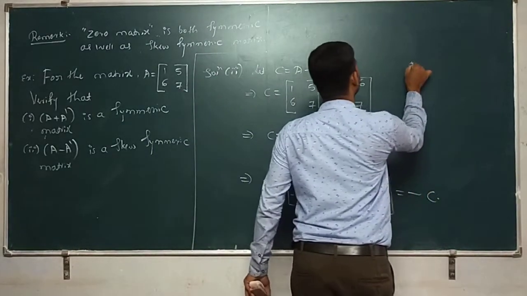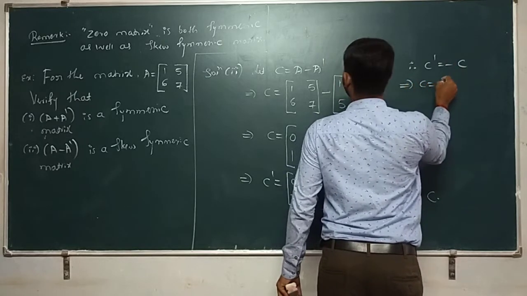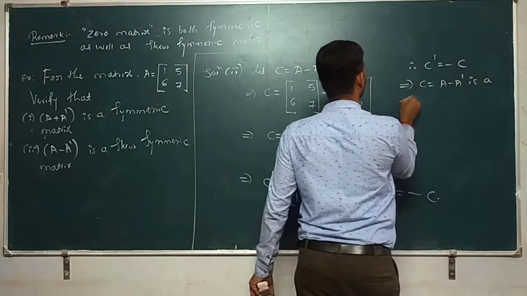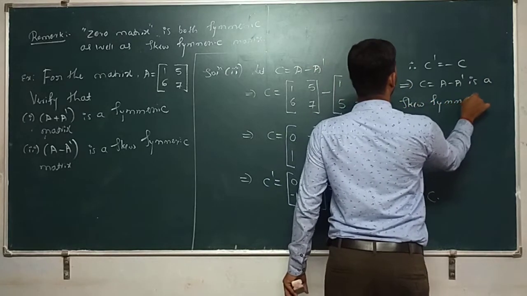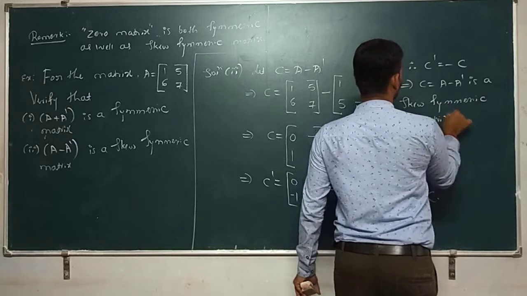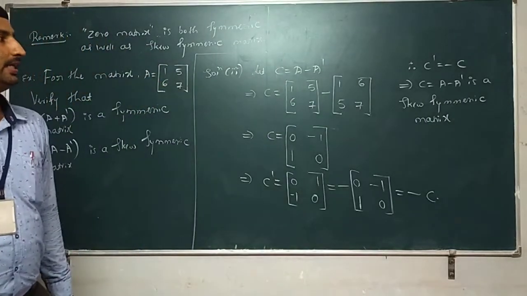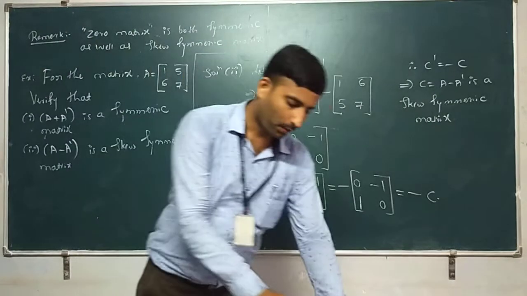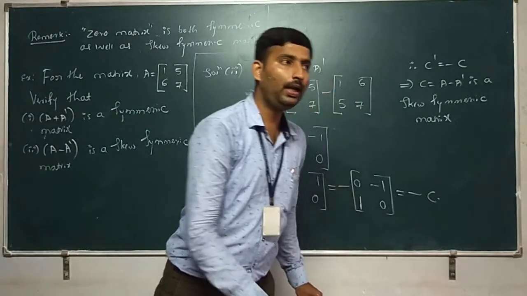Therefore, C dash is equal to minus C, which implies C is equal to A minus A dash is a skew symmetric matrix. C minus A dash is a skew symmetric matrix. This is the problem which is the best of theorem number 1.